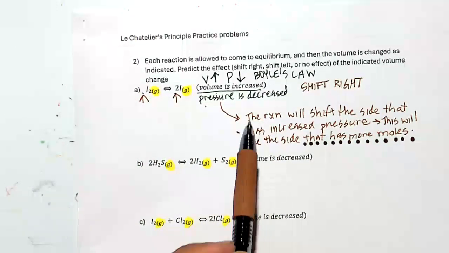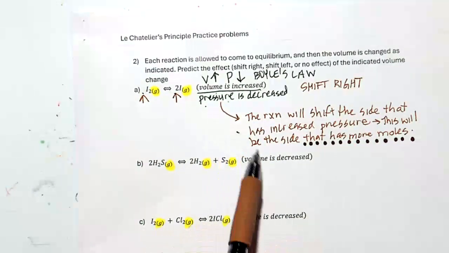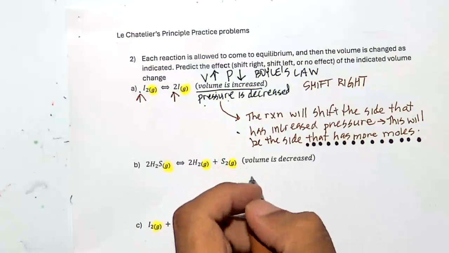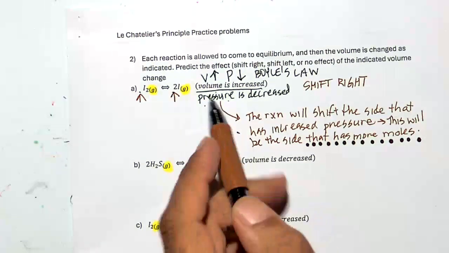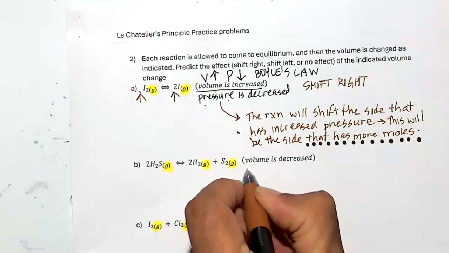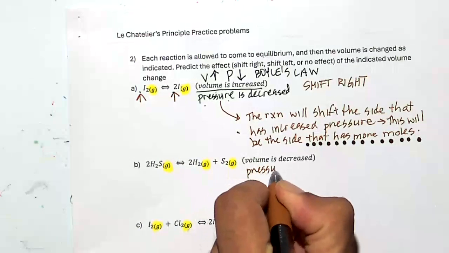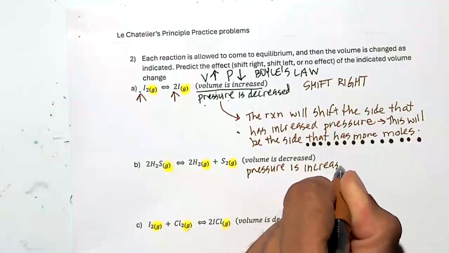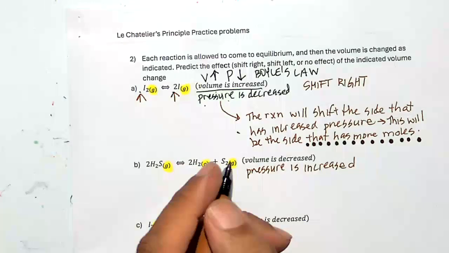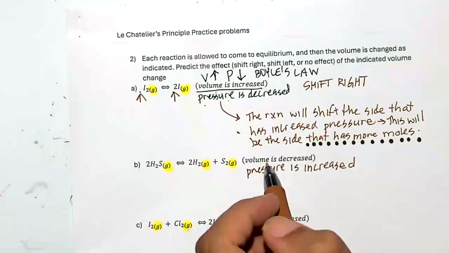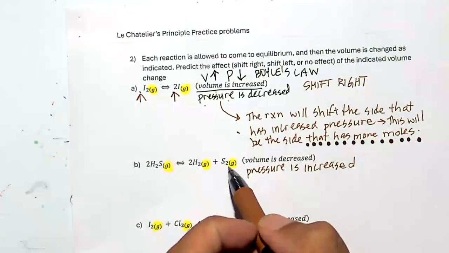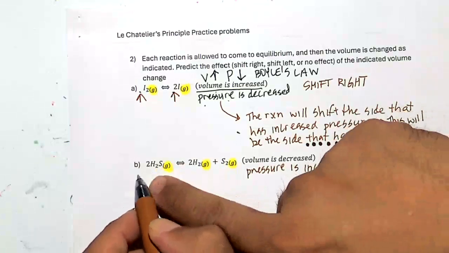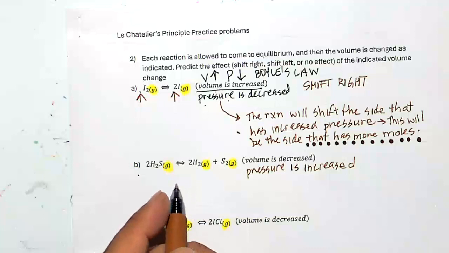Okay, how about this one? Instead of increasing the volume, we'll decrease the volume. What do you guys think? Decreasing the volume is the same thing as what? It's the same thing as pressure is increased. So if the pressure is increased through decreasing the volume, which way will the reaction go? Will it go to the side that has increased pressure or the side that has decreased pressure?